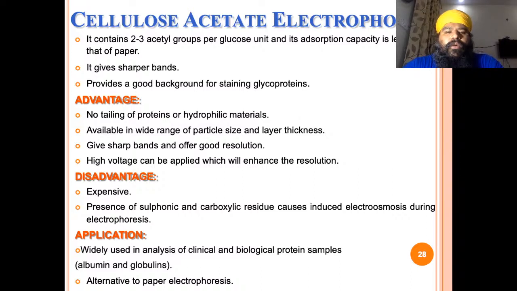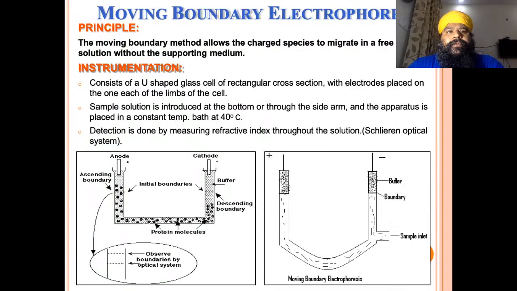Advantages are no tailing of proteins or hydrophilic materials, availability in a wide range of particle sizes and layer thicknesses, sharp bands and good resolution. High voltage can be applied, which will enhance the resolution. But it's a bit expensive, and because of the sulfonic acid and carboxylic groups present, they can cause electroosmosis during the electrophoresis. They are used for clinical and biological protein samples like albumin and globulin, and could be a good alternative to paper electrophoresis.